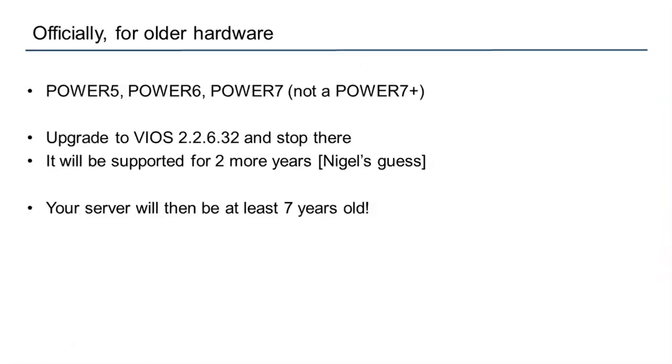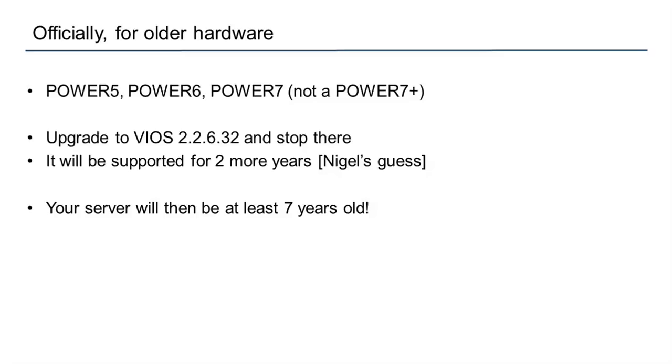Okay, so what happens if you have older machines, Power 5 and 6? In my computer room, we've just had all our Power 6 machines crushed and disposed of, but I do have some Power 7s. Well, you go up to the 32, that's the very latest version, and then you stop there. That will be supported for another 2 or 3 years. We've got a chart coming up, and you can have a look.